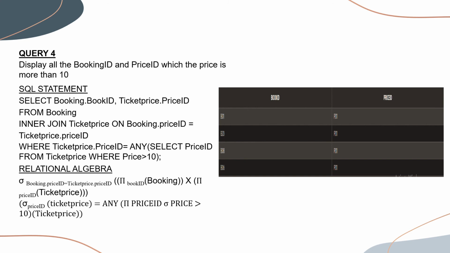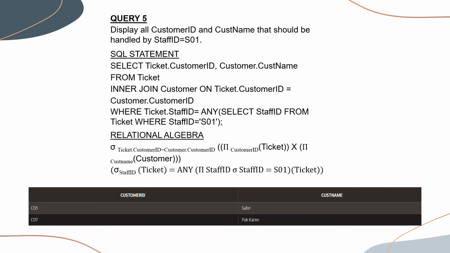And query 5, we will display the booking ID and the price ID where the price is more than 10. The SQL statement should be like this, and this is the output and also the RA. Lastly, for query 5, we will display all customer ID and customer that should be handled by staff S01. And this is the SQL statement for query number 5 and relational algebra, also the output.